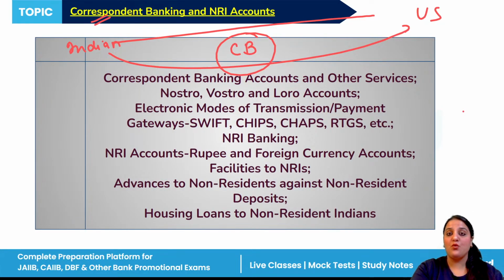In this, we have Nostro, Vostro, Loro accounts, and Mirror account. Swift is one of the famous communication systems in which banks exchange messages, and 11,000 plus banks are connected with Swift. CHIPS and CHAPS are related to the US and UK. RTGS is there in India. And NRI banking, what is the meaning of NRI, according to the income tax and according to FEMA, right?